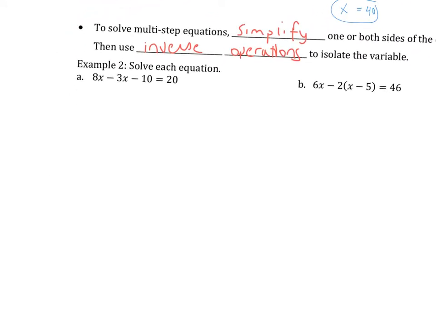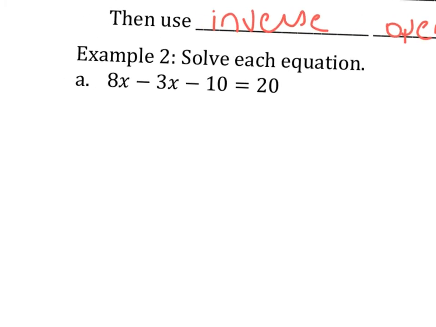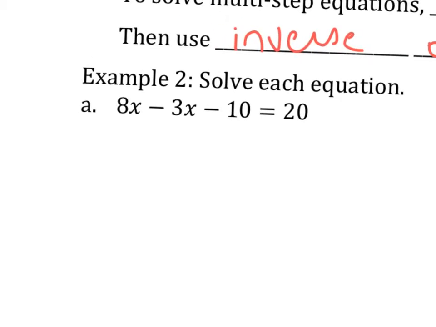Solving example 2a. When we are simplifying both sides of the equation, the first thing we have to do is take a look at like terms. So we're going to look at these guys right here. They both have an x, which means that they're like terms. So we have 8x minus 3x, or 8x plus negative 3x, is 5x. So we can go ahead and simplify those.